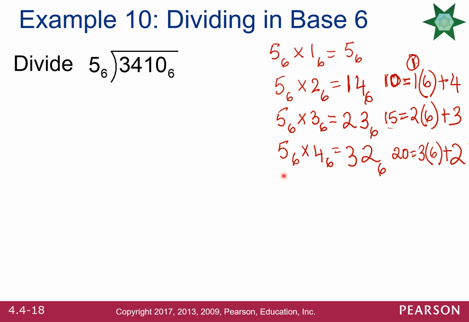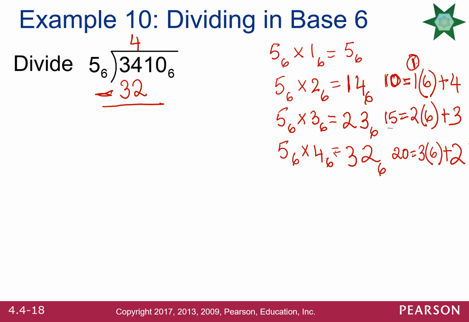So what we see over here is 32 base 6. This 32 base 6 is closest to 34. All right, so we are going to write this 4 in the quotient. This is going to be a 4 here. And this 32, the product of 5 base 6 and 4 base 6, goes below the 34. So I'm going to write that as 32, and then we do the subtraction process, same as what we did when we were dividing in decimals.